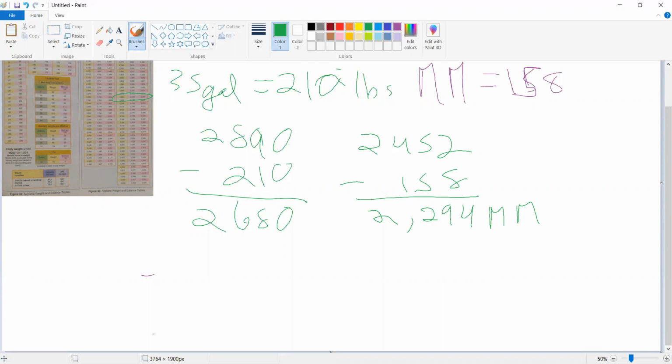So the answer is A. The weight is reduced by 210, and the CG is out of limits. It's not in, it's beyond. It is beyond it. All right.